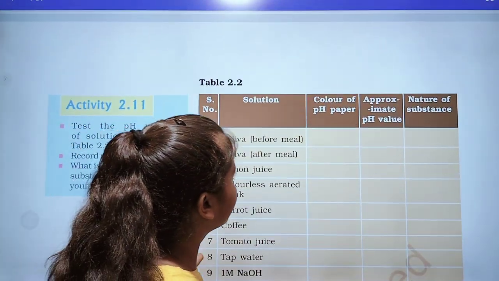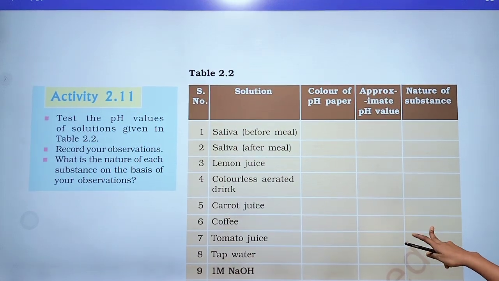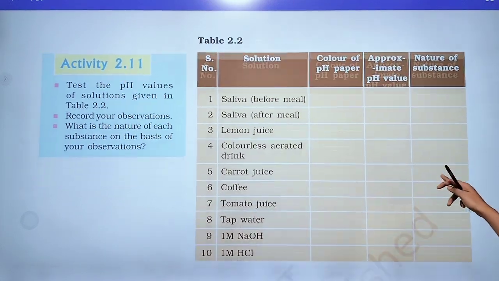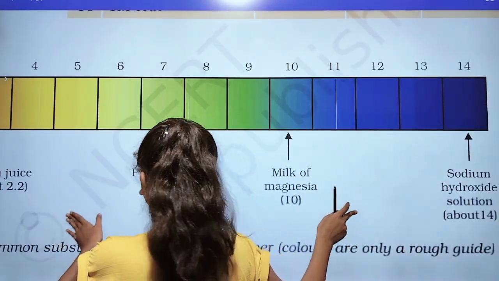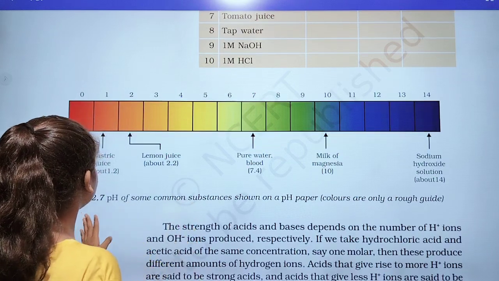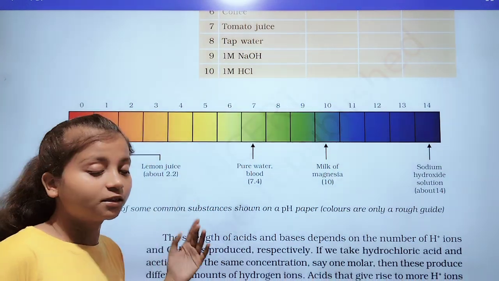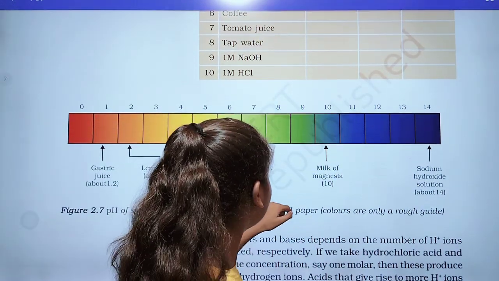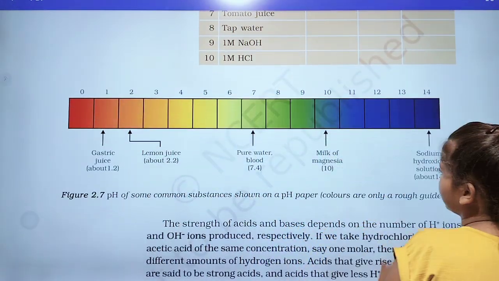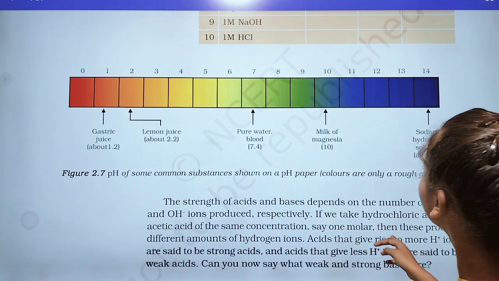Here the color of pH paper is given, along with the approximate pH value and the nature of the substance. We have to fill this. Gastric juice is about 1.2. Lemon juice is about 2.2. Pure blood is 7.4. Milk of magnesia is 10. Sodium hydroxide solution is about 14.